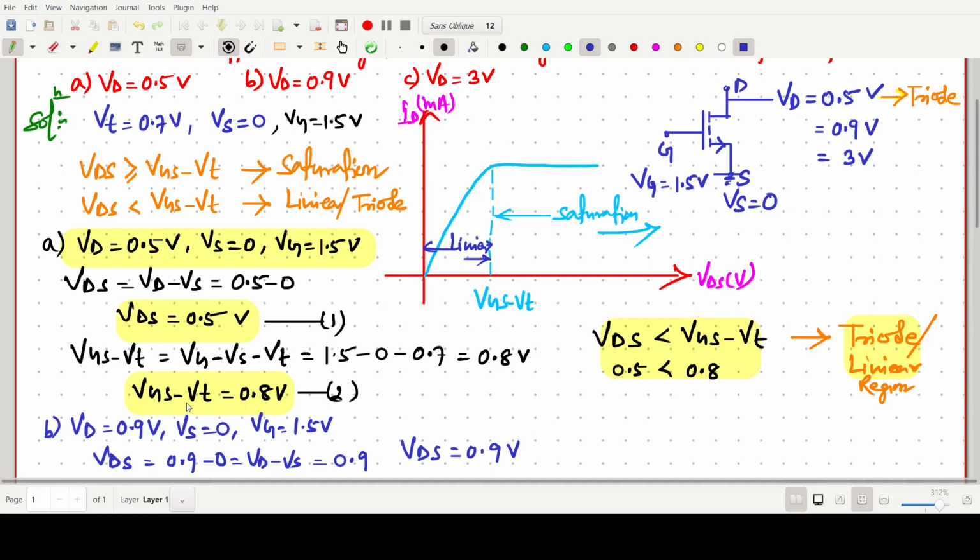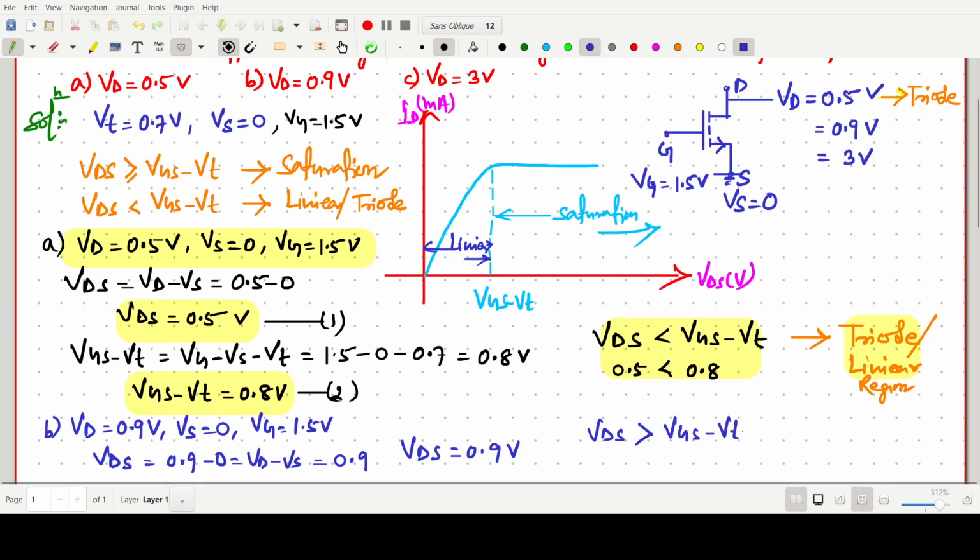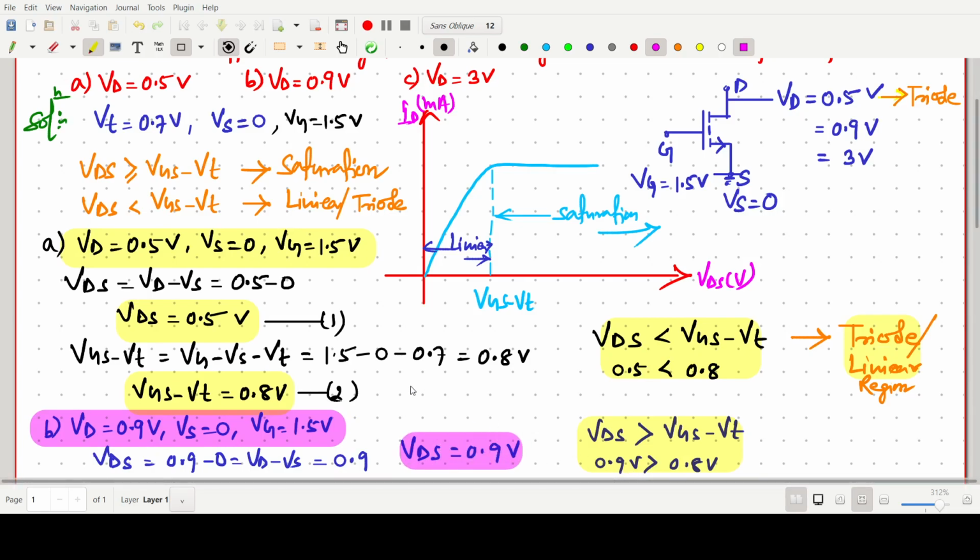VGS minus VT we have already calculated, so no need to calculate every time. Now we can easily say VDS will be greater than or equal to VGS minus VT, because this VDS is 0.9 volt and this will be 0.8 volt. So this one is obviously greater, so it will come under this region. For this condition VDS is 0.9 and this one is 0.8, so 0.9 volt is greater than this one.